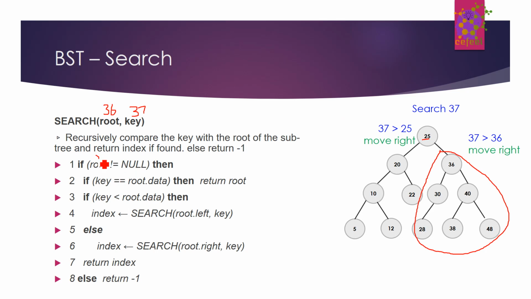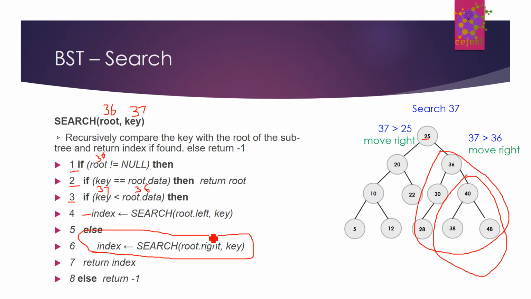Notice what will happen here again. 36 is not null, but then it will check in step 2 36 and 37. 36 is not equal to 37, so it will not go to step 2. In step 3 it will see 37 is less than 36, which will also fail, so it will go to the else part, it won't go to the if part. So again the call is made on the right subtree. The right subtree in this case is root.right, and 36's right child is 40, so 40 will be passed here, and 37 will be passed here, and then it will be another recursive call to search.